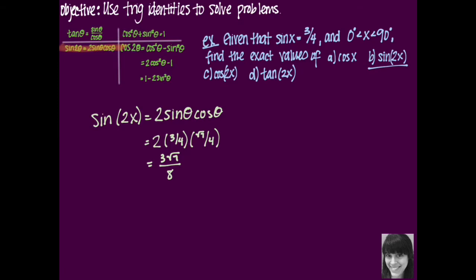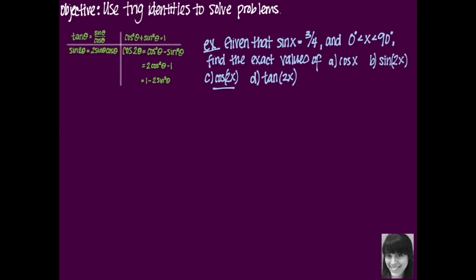Now let's do cosine of 2x. So cosine of 2x, I have 3 different options, right? Now I have cosine and I have sine. I think that that is going to be the best one to use, which is the first one. So cosine of 2x equals cosine squared of x minus sine squared of x.